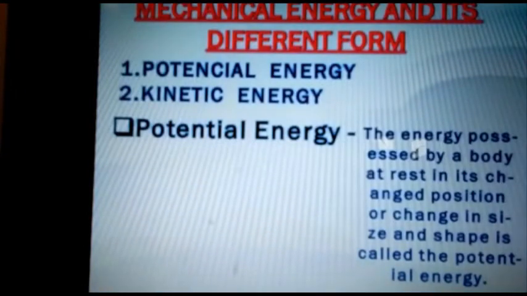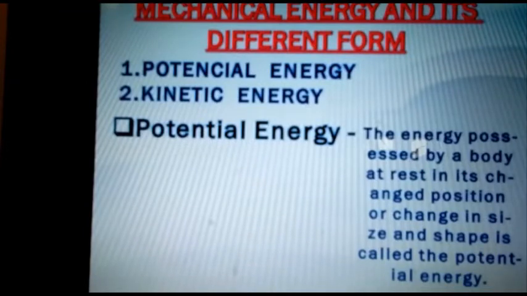Here we will discuss in detail about mechanical energy and its different forms. There are two types of mechanical energy. One is potential energy, the other is kinetic energy. The energy possessed by a body due to its state of rest or of motion is called mechanical energy.